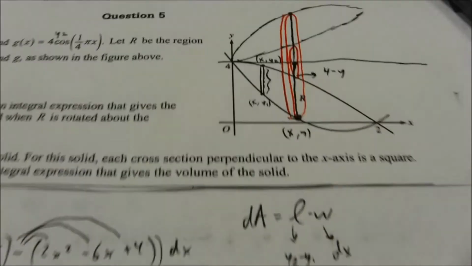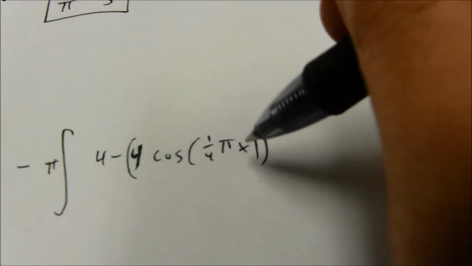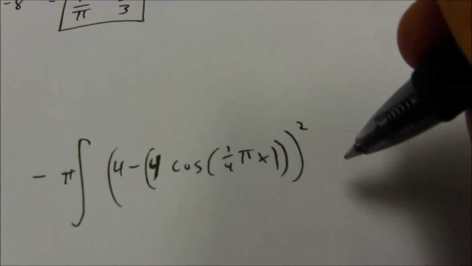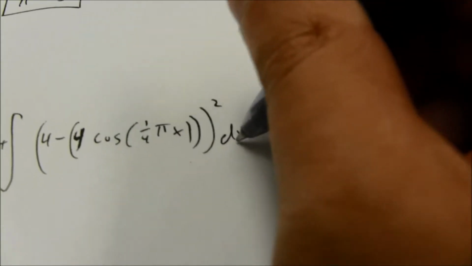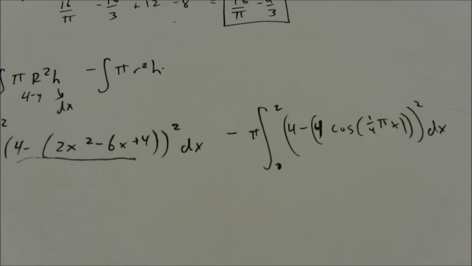So it's the same thing. I'm going to factor the pi out, and it's going to be 4 minus the y value. But again, the y value is really that 4 cosine of 1/4 pi x. So that is 4 minus 4 times the cosine of 1/4 pi x, and that whole thing is being subtracted from 4. Remember that the radius needs to be squared, so this whole thing is squared. And again, the width of this whole thing is a little horizontal change there. That's a dx. So we have a dx. Bounds are going to go from 0 to 2, just like the other one. Okay, so that's what's going on there.